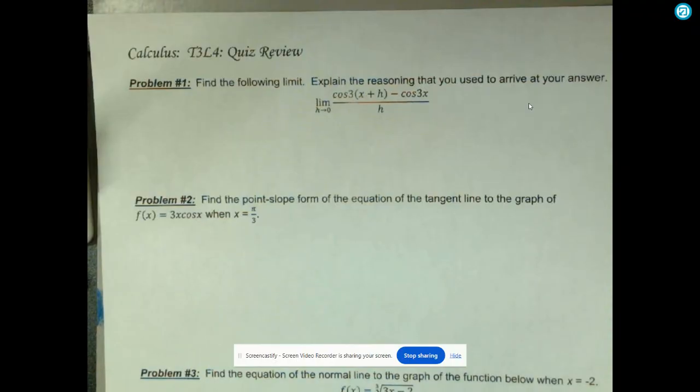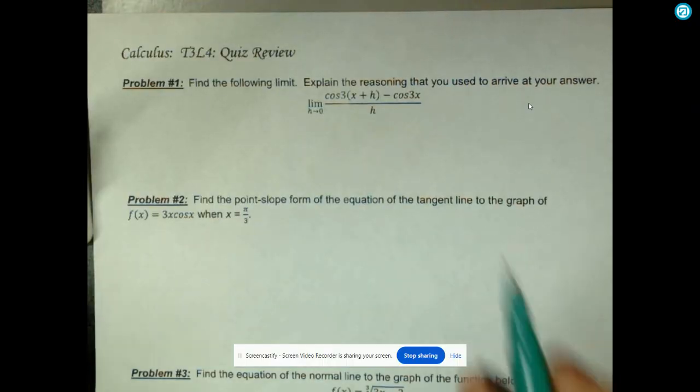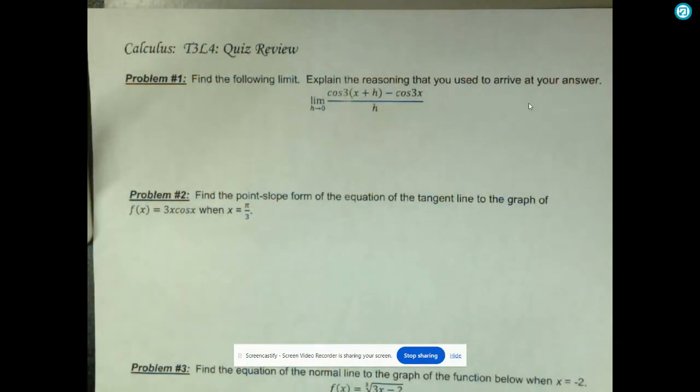Okay. All right, find the following limit and explain the reasoning that you used to arrive at your answer. The first thing that I see here, I recognize this whole process right here. If you do have your cards, you can get those out as well. I don't remember where mine are at, over by my desk. But nonetheless, remember cosine 3 of x plus h minus cosine 3 of x over h.